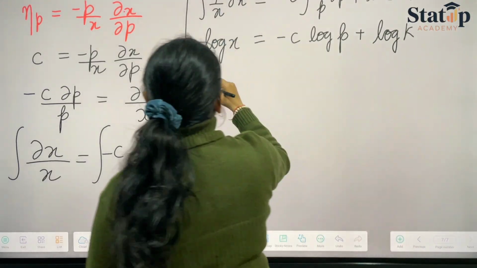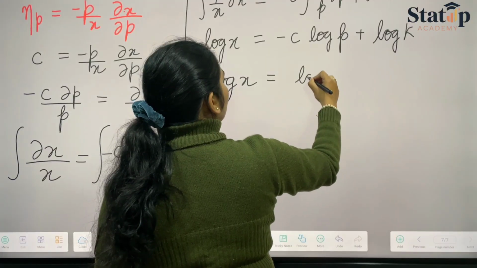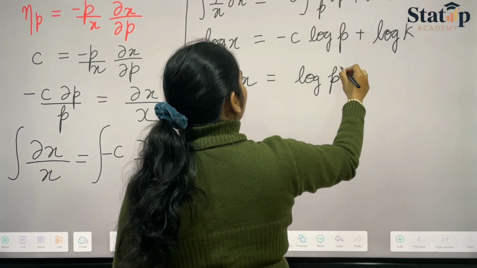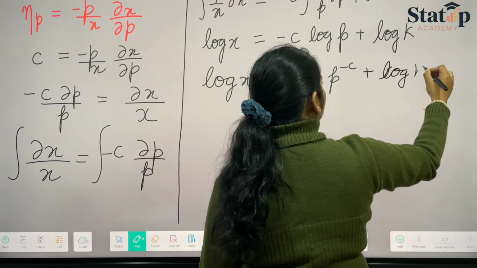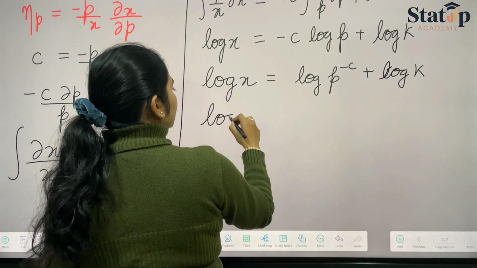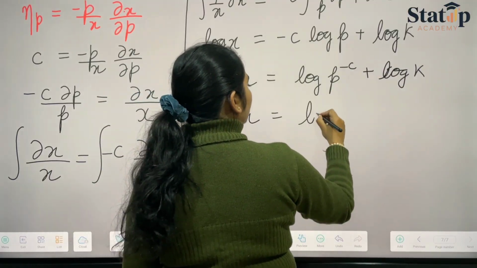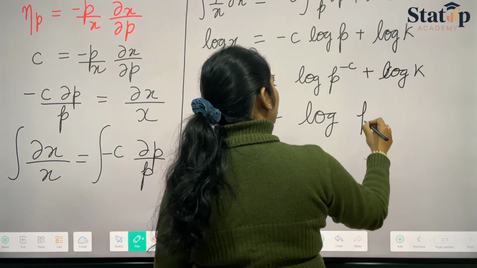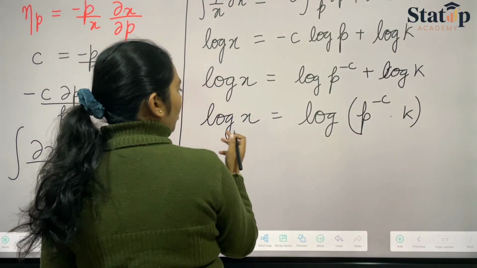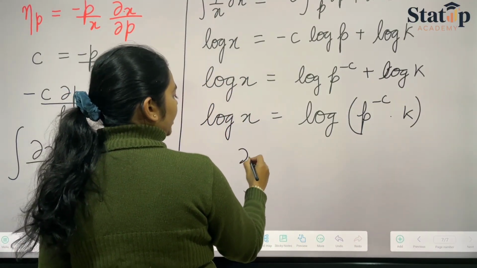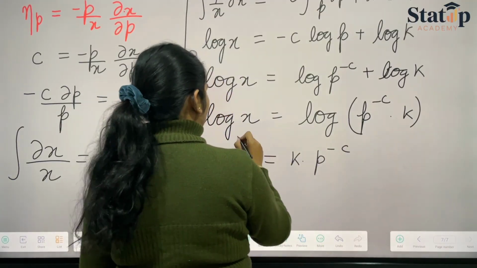Now removing logs on all sides, we will be getting first of all log x equals log p raised to the power minus c plus log k. Log a plus log b will be log ab, so log x equals log of p raised to the power minus c into k. Log gets cancelled on both sides. We will be getting x equals k into p raised to the power minus c.